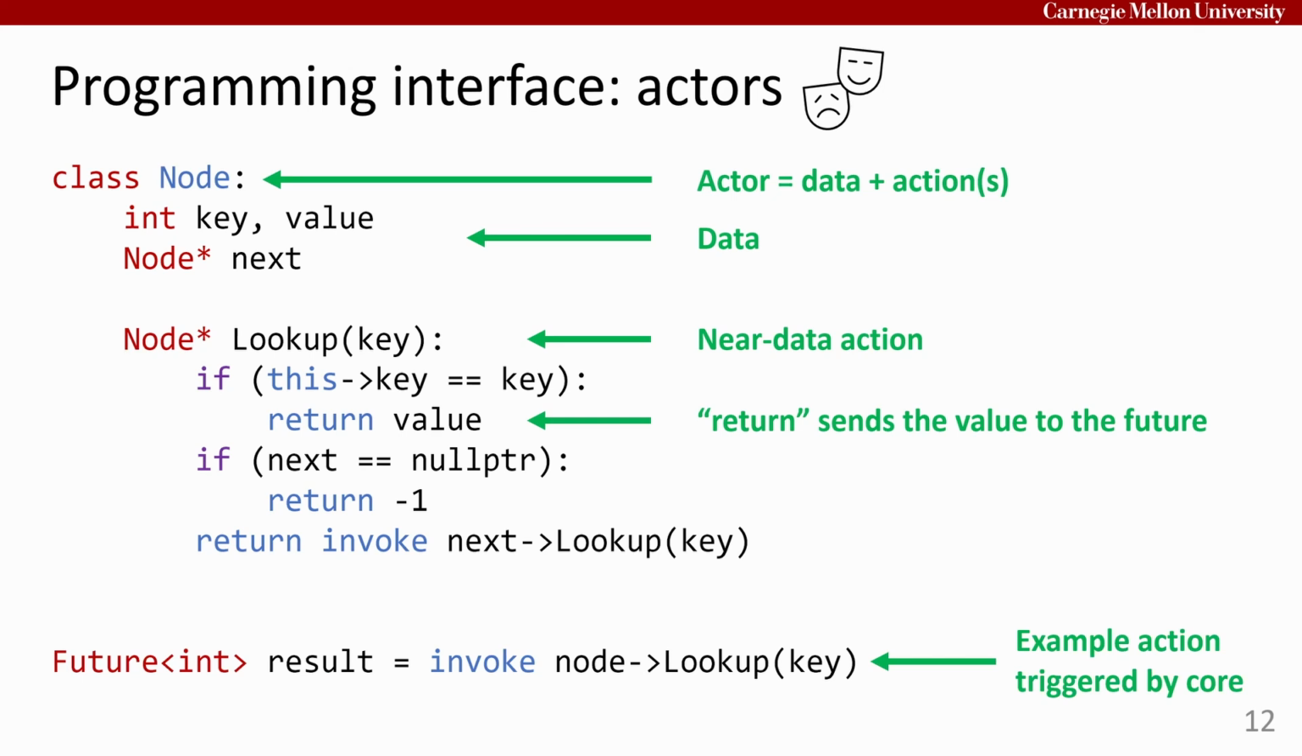Here we see how a core explicitly invokes the near-data action using task offload with the invoke keyword. And notice that it's possible for actions to trigger further actions, as is necessary with pointer chasing.